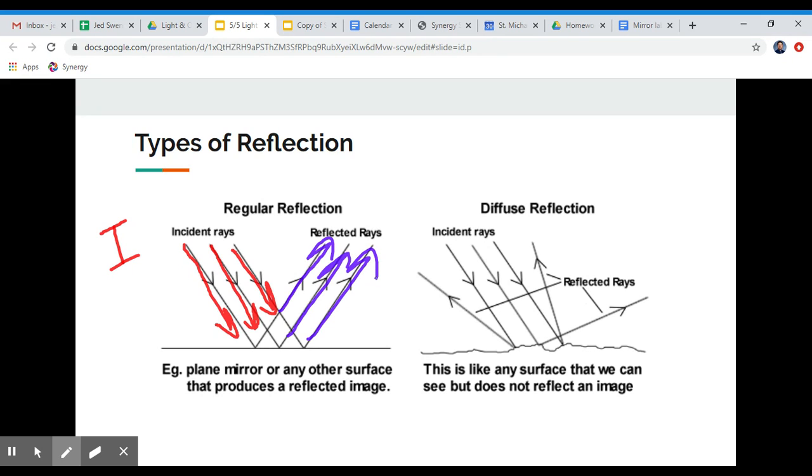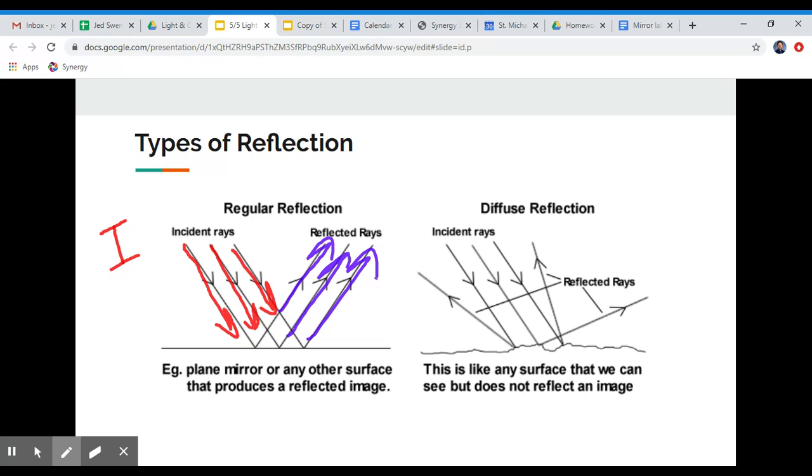And then we have diffuse reflection, which is similar to regular reflection. The only difference is that diffuse reflection happens because we don't have a perfectly flat surface. When we're talking about mirrors and windows, a lot of times those surfaces on the molecular level are so perfectly smooth that every single ray can bounce off at this perfect, nice angle. They all bounce off at the same angle, so it forms a perfect picture.